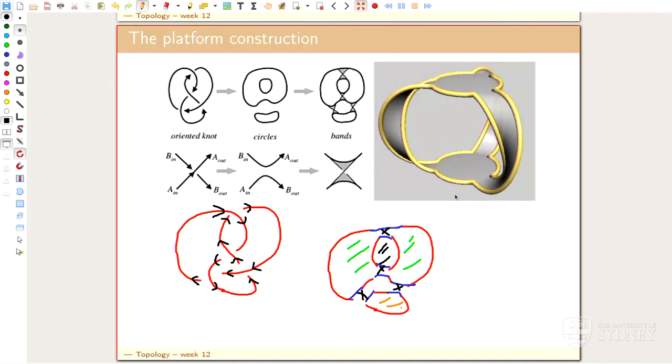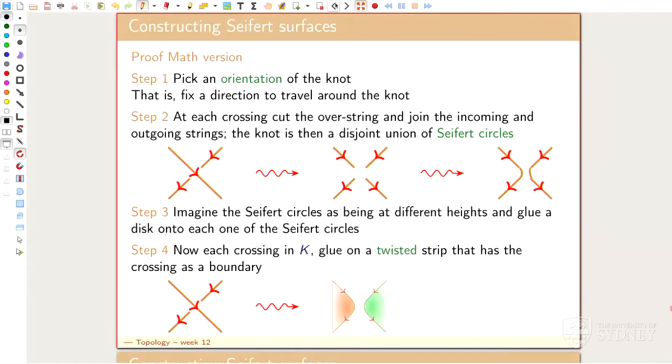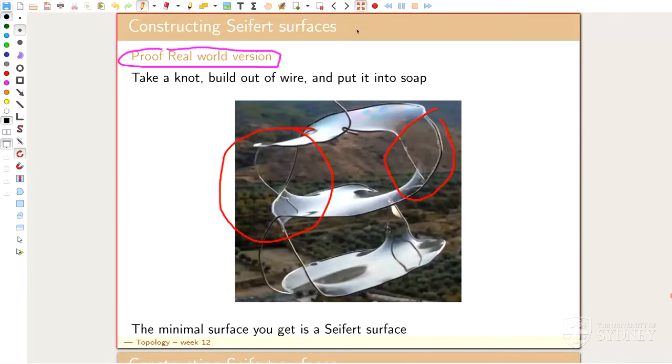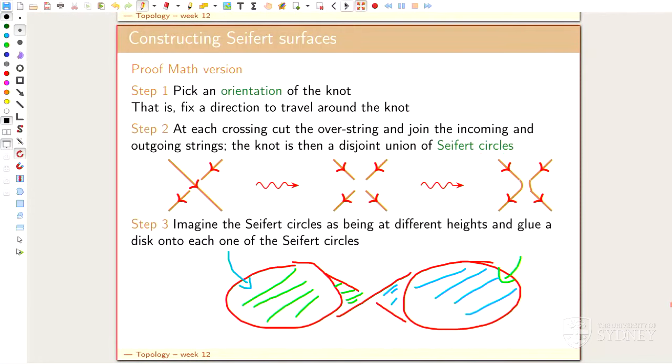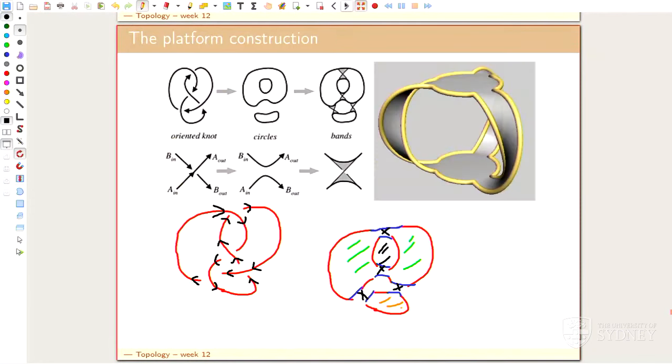I think that's a really fun way to construct the surface somewhat. Let's have a look at the soap again. The soap does exactly that. It has those little platforms. And it connects them via twists, where the original crossings of the knot were. Absolutely fantastic, absolutely amazing. Okay, very nice. Hope that makes some sense.